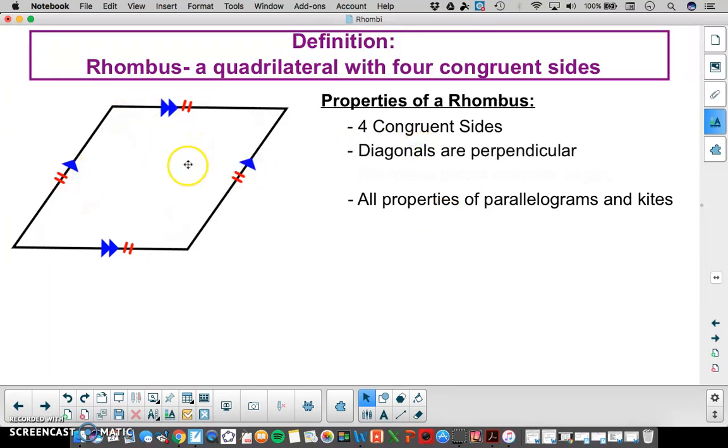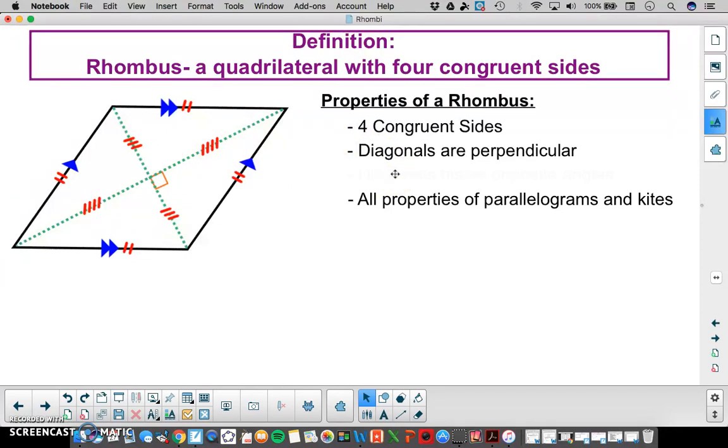Because this is a kite, we have the diagonals that will be perpendicular, and we'll create 4 right triangles. Also, because this is a parallelogram, the diagonals will bisect each other. So notice the segments here with 3 dashes and the segments here with 4 dashes.